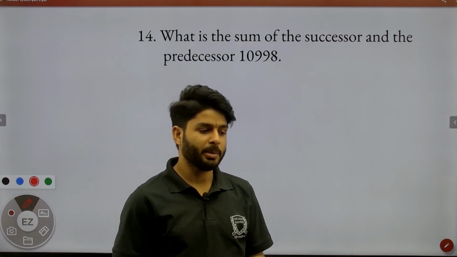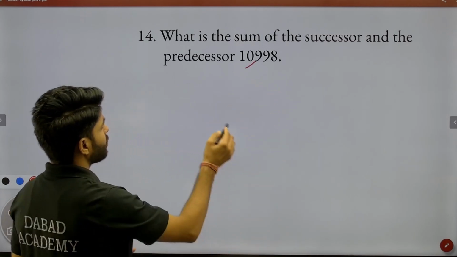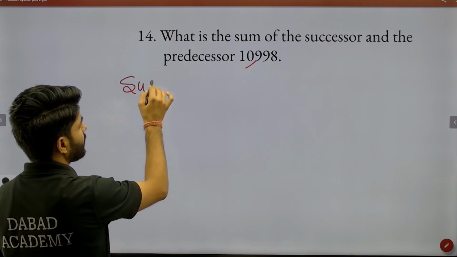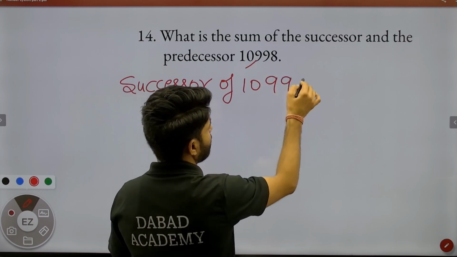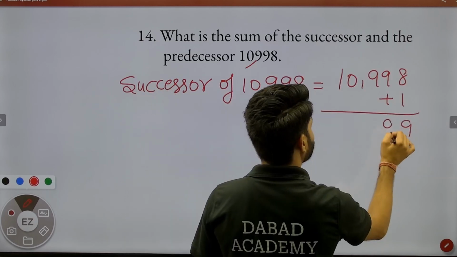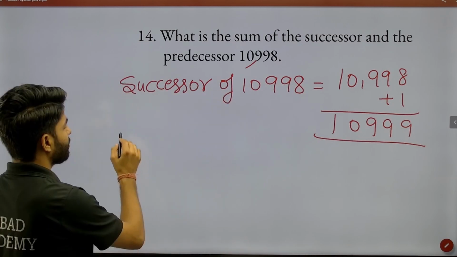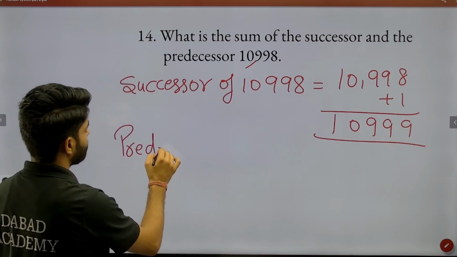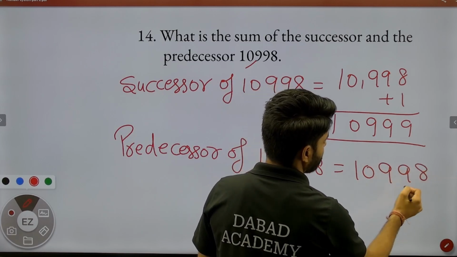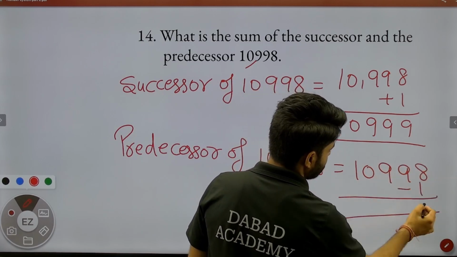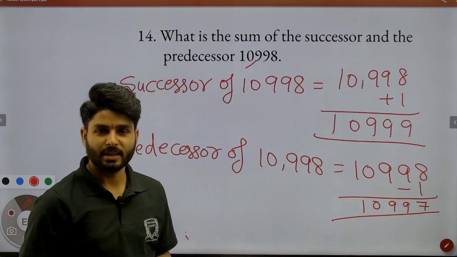In question number 14, what is the sum of the successor and predecessor of 99,910? First we have to find the successor here, and the successor of 99,910 is 99,911. This is the successor. When we have to find the predecessor, we simply subtract 1 from the number, and that is 99,909. Now we have the successor and the predecessor.